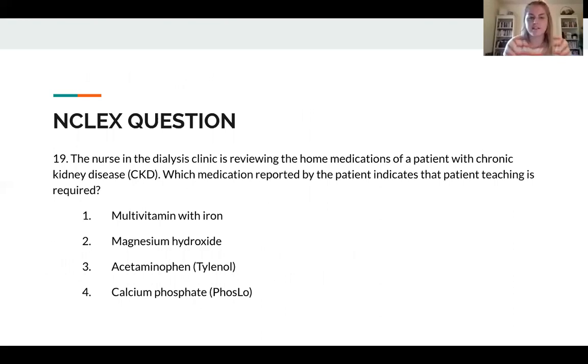And another NCLEX question. The nurse in a dialysis clinic is reviewing the home medications of a patient with chronic kidney disease. Which medication reported by the patient indicates that the patient teaching is required?